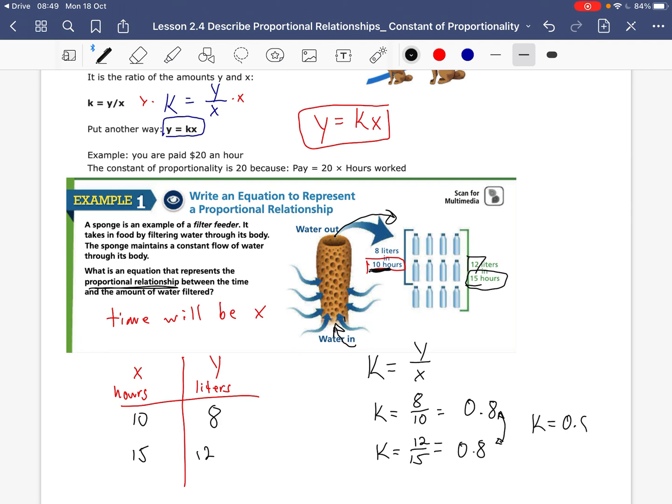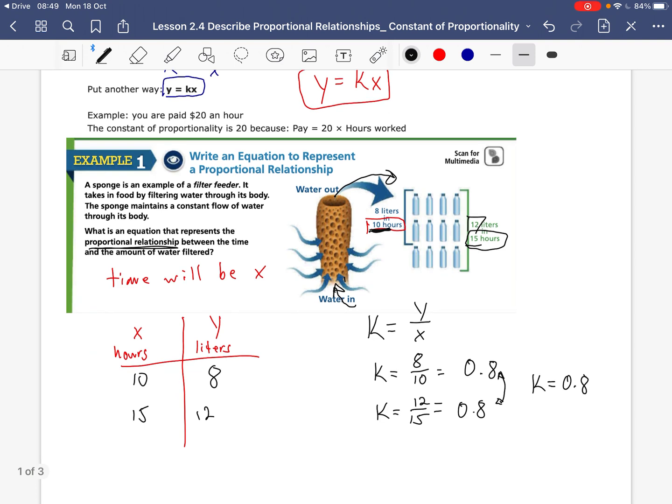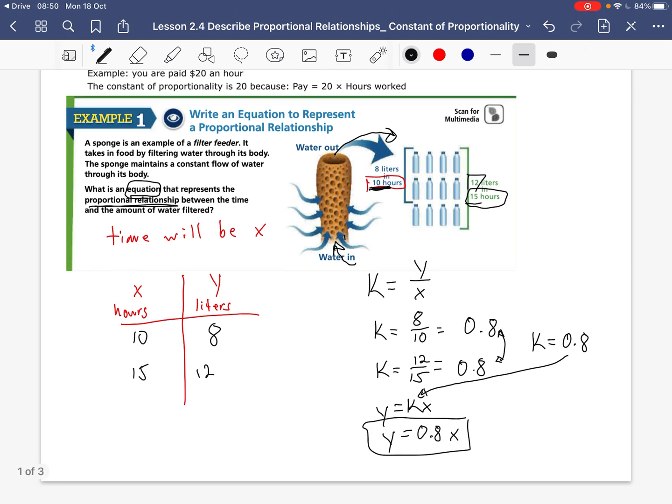Since they are the same, this is what k equals. K equals 0.8. So it's asking us for an equation. What is an equation for this? Well, our equation for constant of proportionality is y equals kx. We know what k is. So our equation is y equals 0.8x. That is our equation.